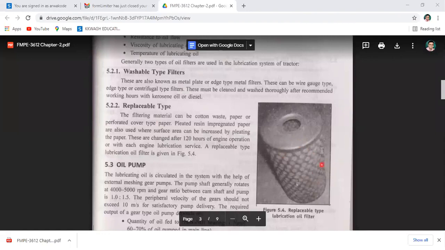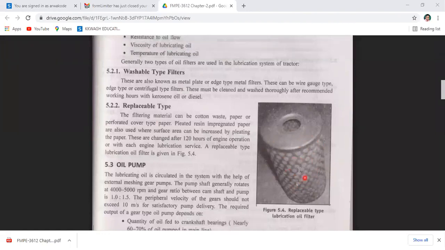So you can observe in the diagram, it is a replaceable type filter here. Filtering material is made up of cotton waste, paper, and perforated cover type papers. Pleated resin impregnated papers can also be used, where surface area is increased by pleating the papers. These are changed after 120 hours of engine operation.